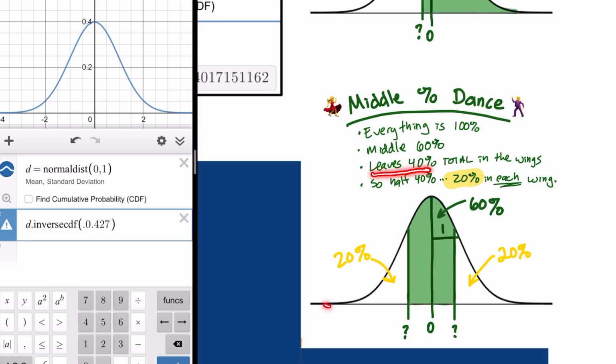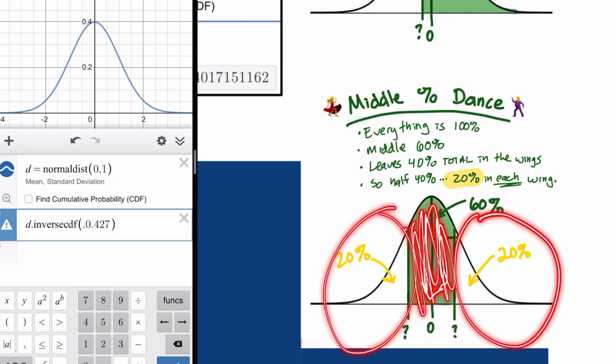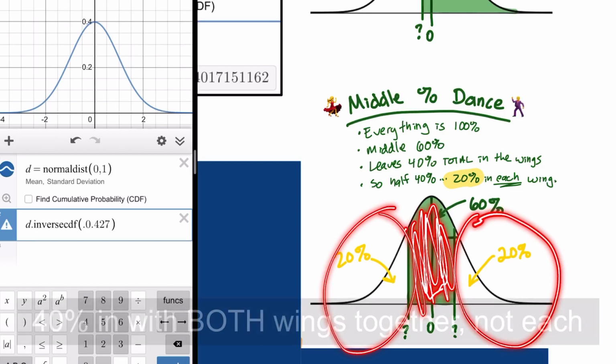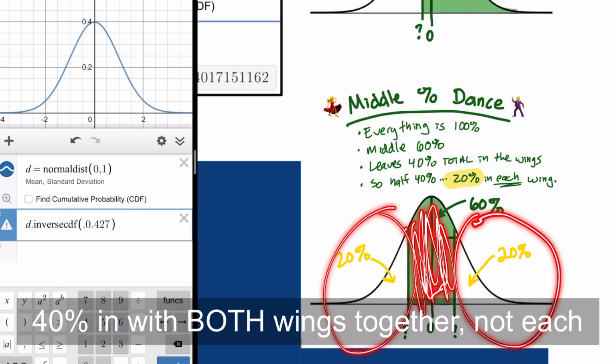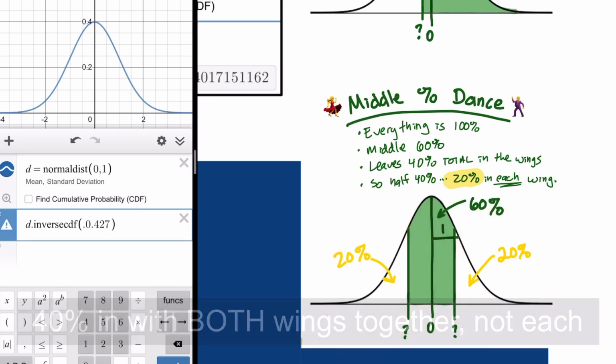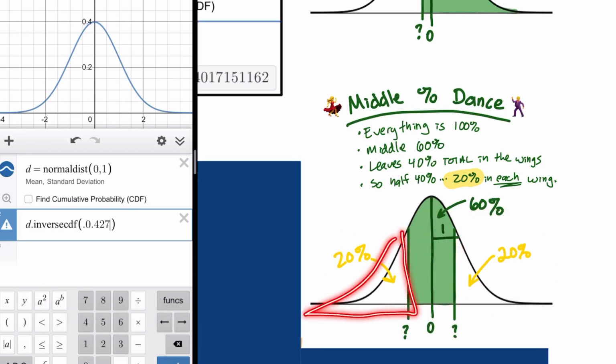Again, everything is 100%. This is 60% in the middle. So 100 minus 60 is 40, which means collectively in the wings, I have 40%. Well, this distribution is perfectly symmetric. So if I have 40 in both wings, divide that by 2, and I have 20 in the bottom one, or 20 in the top one.